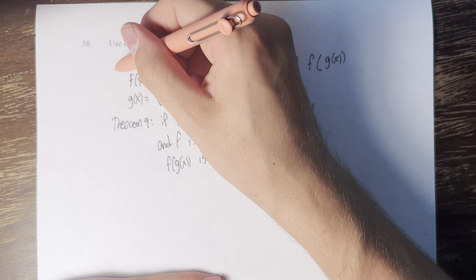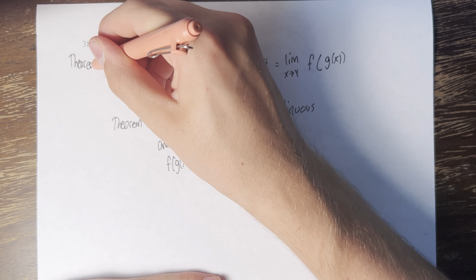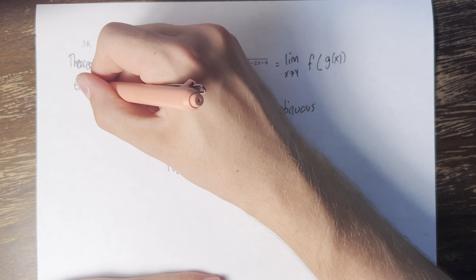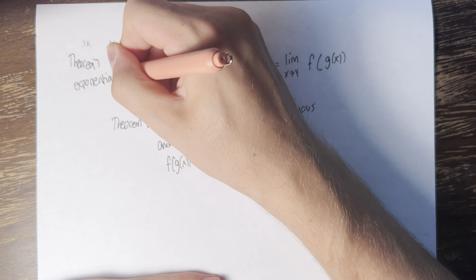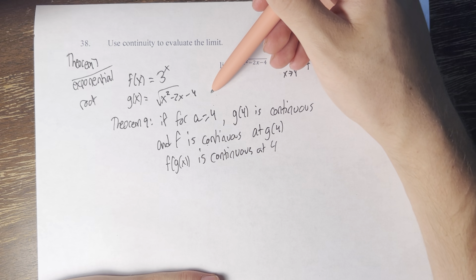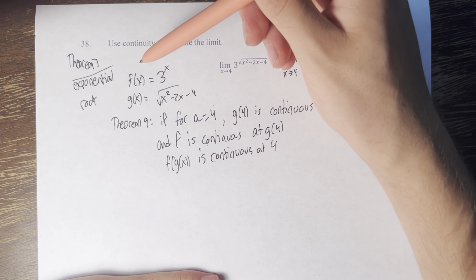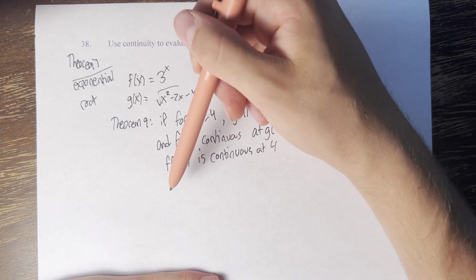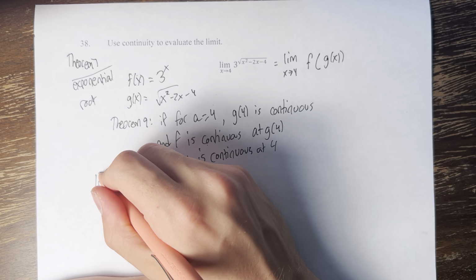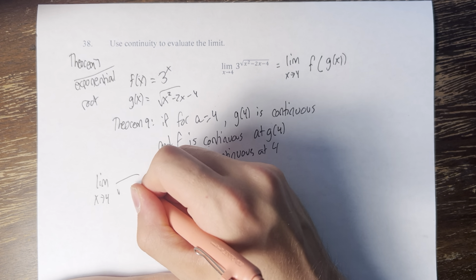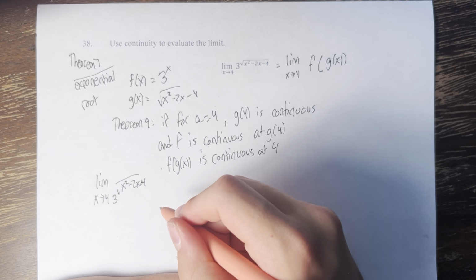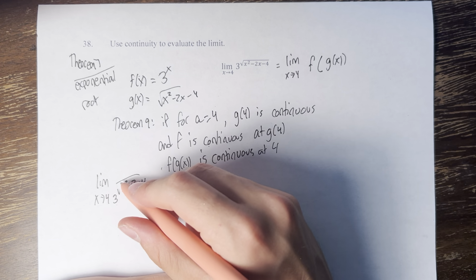And we can say from theorem 7 that f of x, which is an exponential function, and g of x, which is a root function, are continuous over their domains. So as long as f of x and g of x are defined, and f of g of x is defined at 4, we can say that the function is continuous, which is to say that the limit as x approaches 4 of 3 to this power is simply equal to this function evaluated at 4.